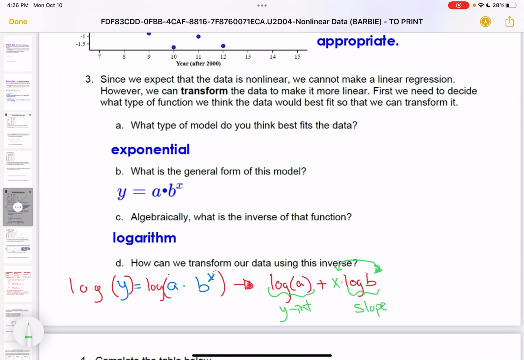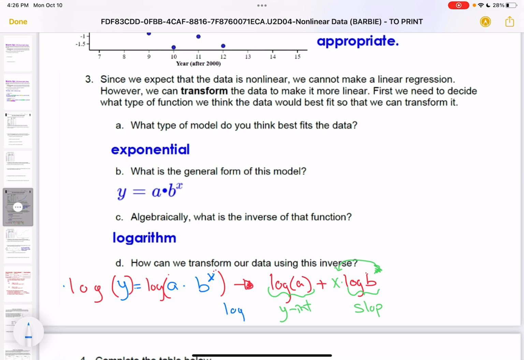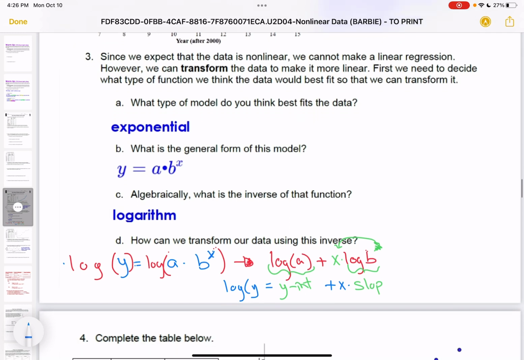So if we look at our new equation, we now have the equation log of y equals log of a plus x times log of b, which is our slope. That's exactly how we wanted it. And we're going to use that equation jumping into part 4, number 4 here.